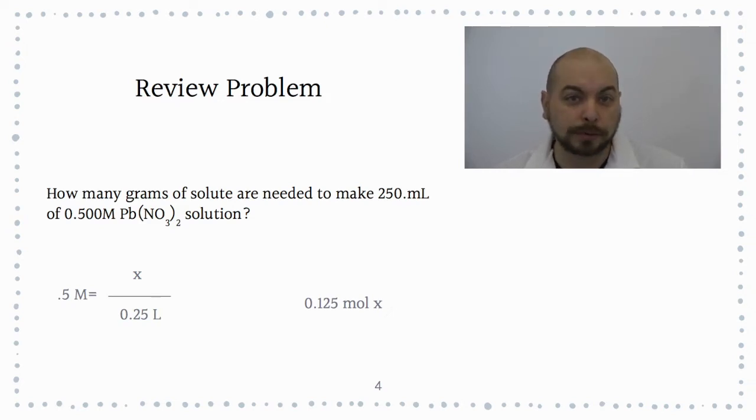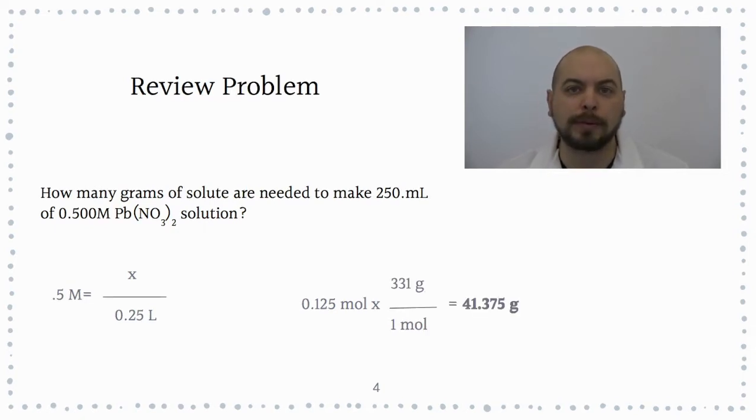Now that's moles. I haven't gotten to grams yet. So what I'm going to do now is multiply by my grams per mole, or molar mass, of lead-2 nitrate. If you do the math based on the periodic table, that's going to be 331 grams per mole of lead-2 nitrate. So I'm going to take that value and multiply it by 0.125, and I get my final value of 41.375 grams of lead-2 nitrate that need to be added to this solution to create a 0.5 molar solution.